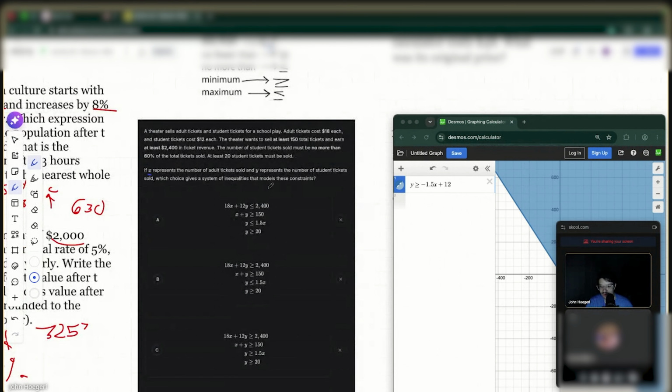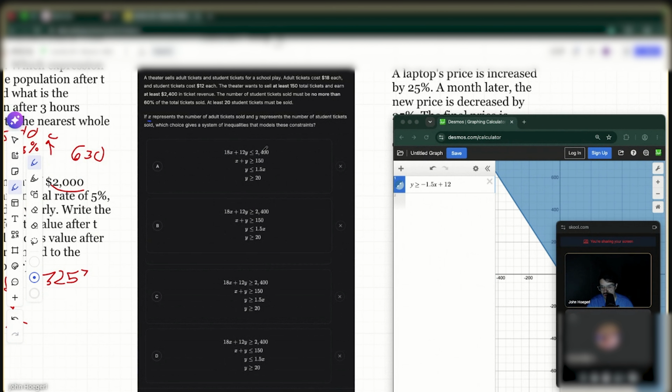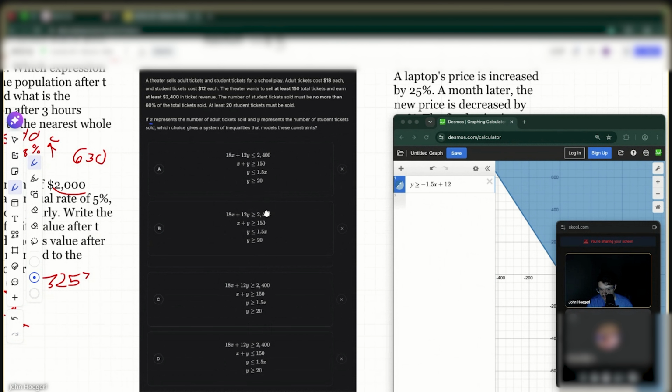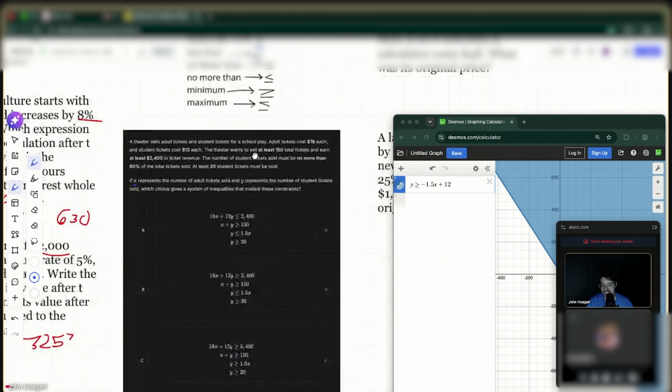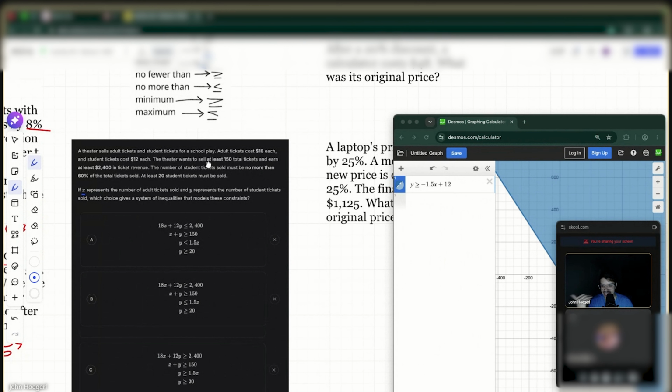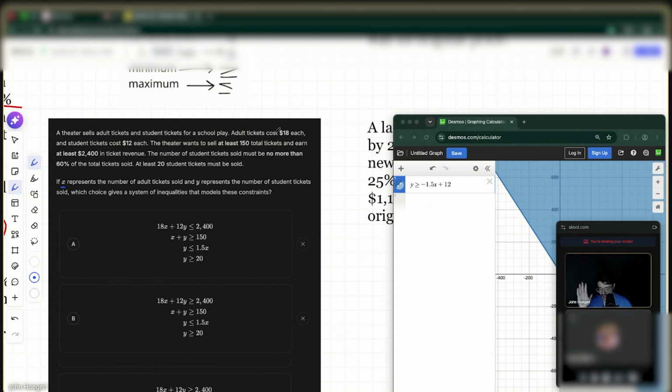Okay, the goal is pretty easy here. We're just trying to see which combination fits. Now we just have to write down the information. This is where writing down the information really does help, because there's way too much stuff going on here. So adult tickets, 18 each, so I put 18A. And then student tickets, 12 each, so 12S.